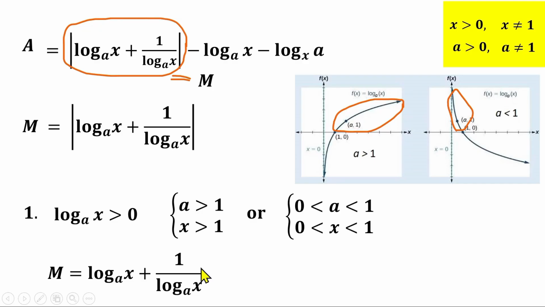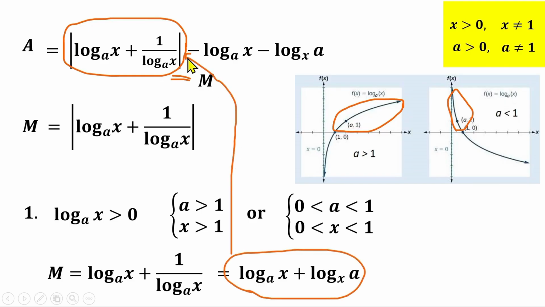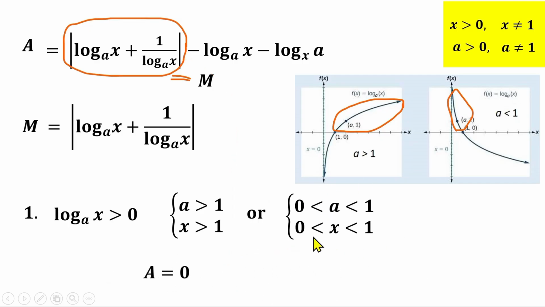We again use the transformation of logarithms and rewrite this equation in this form, plug in here, and we see we will have 0. So for these ranges of a and x, our expression equals 0.